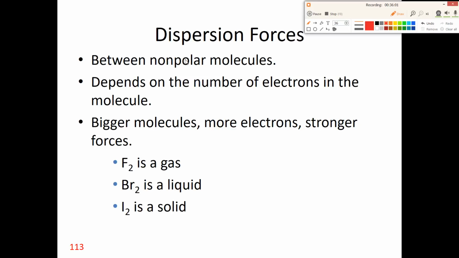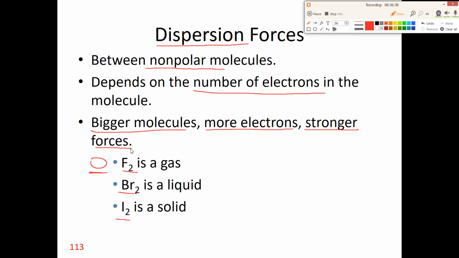So those dispersion forces are most of the time between nonpolar molecules, like diatomic molecules. We talk about diatomic being nonpolar because the electronegativity difference is 0, right? Because it's the same atom, so it's the same electronegativity value. The difference is 0 with nonpolar molecules. And the dispersion force also depends on the number of electrons, most of the time the valence electrons. So a bigger molecule has more electrons, and the force becomes stronger.